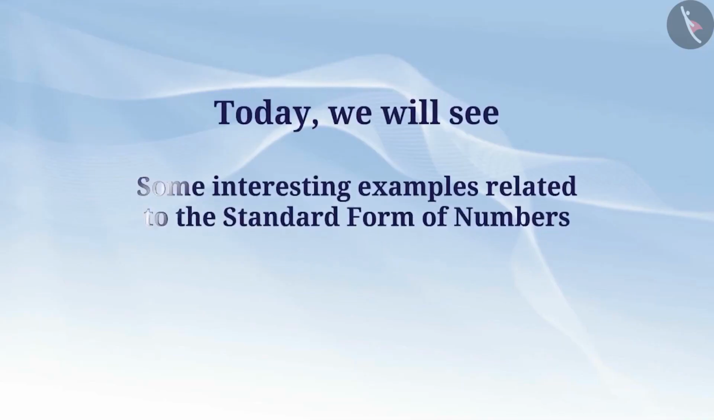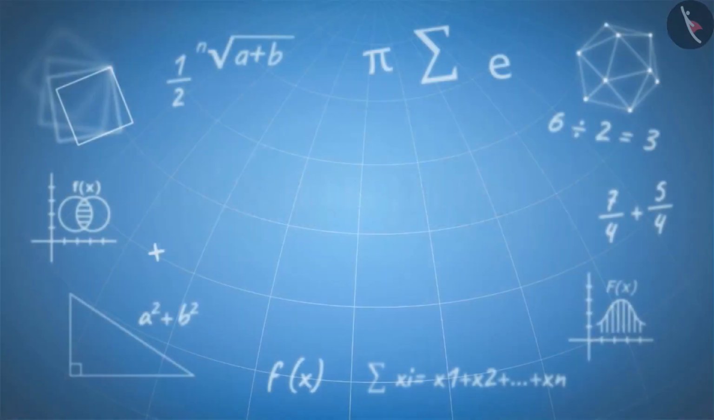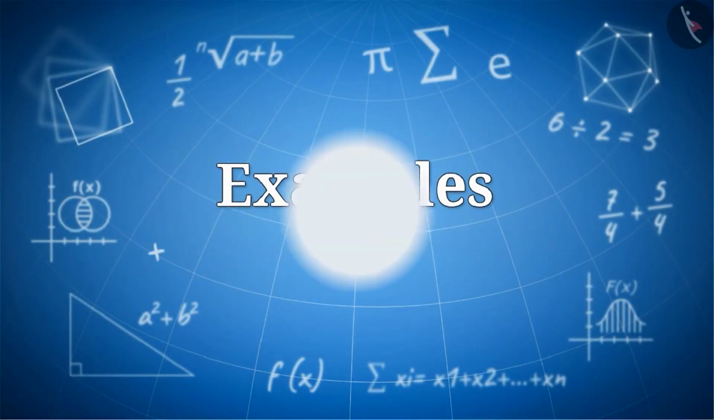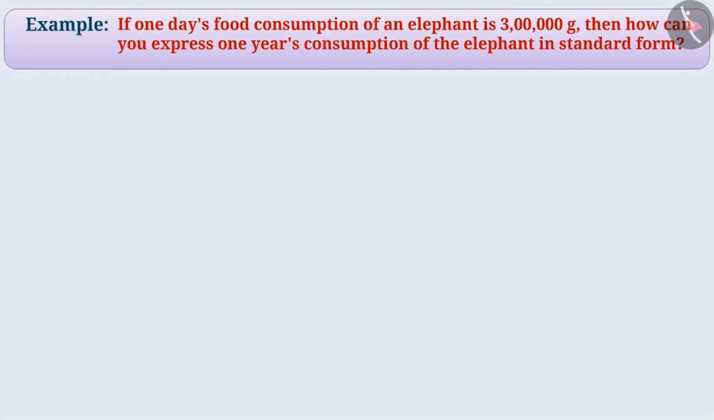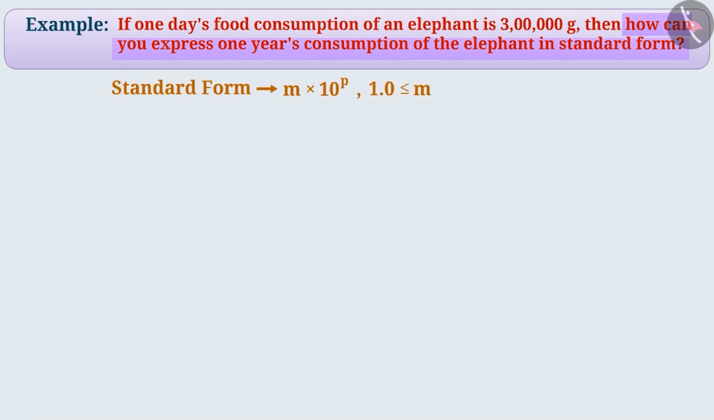Today, we will see some interesting examples related to the standard form of numbers. If one day's food consumption of an elephant is 3 lakh gram, then how can you express 1 year's consumption of the elephant in standard form? Here, we have to write 1 year's consumption of elephant in the standard form. The standard form of a number is written in the form of m into 10 to the power of p, where m is greater than or equal to 1.0 but less than 10.0, and the number p is an integer.